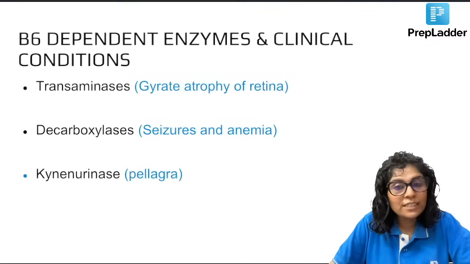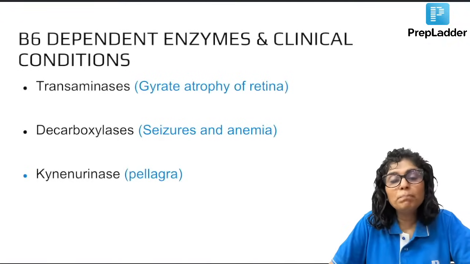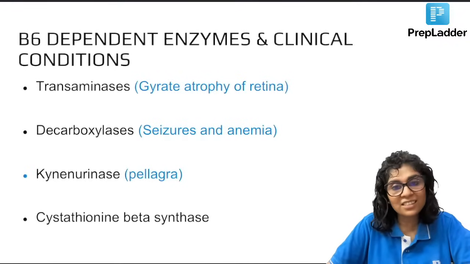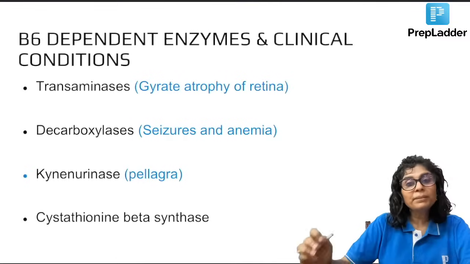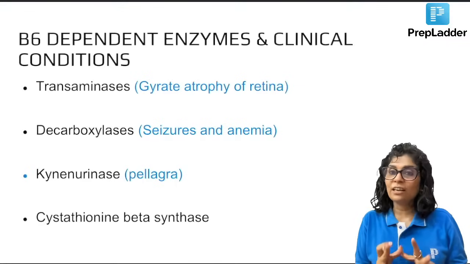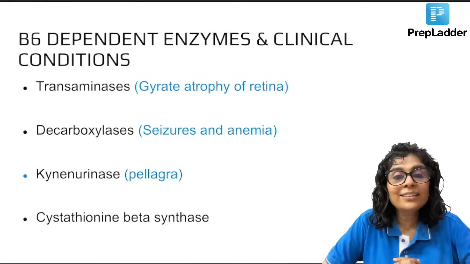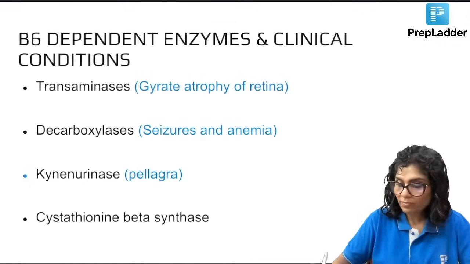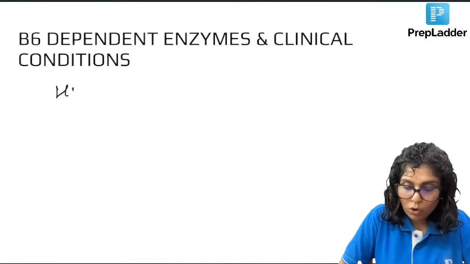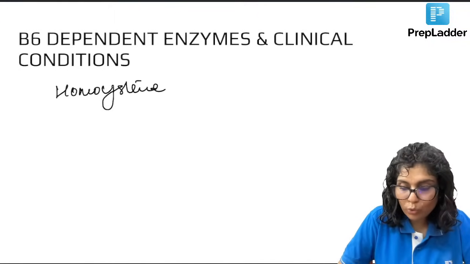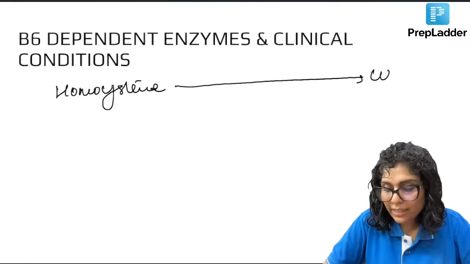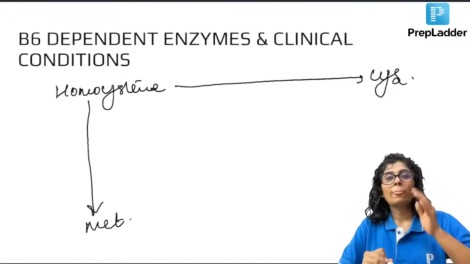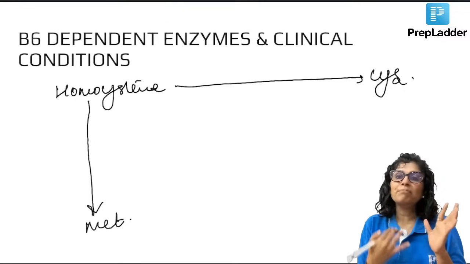The last enzyme which is dependent on B6 is cystathionine beta synthase. So what is the role of cystathionine beta synthase? All of you please listen to this carefully because I'm going to tell you about two clinical conditions here. Cystathionine beta synthase is involved in homocysteine metabolism. Homocysteine has two fates. One is homocysteine gets converted to cysteine. The other one is homocysteine gets converted to methionine.